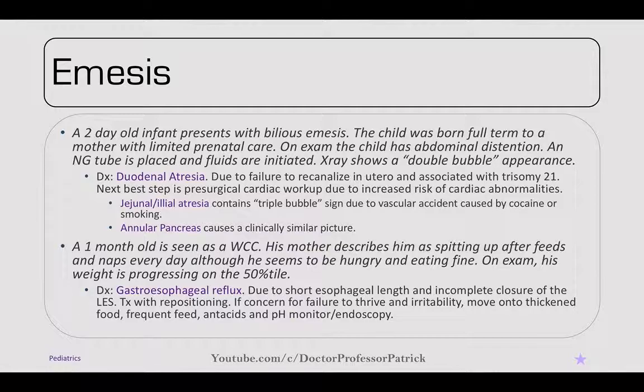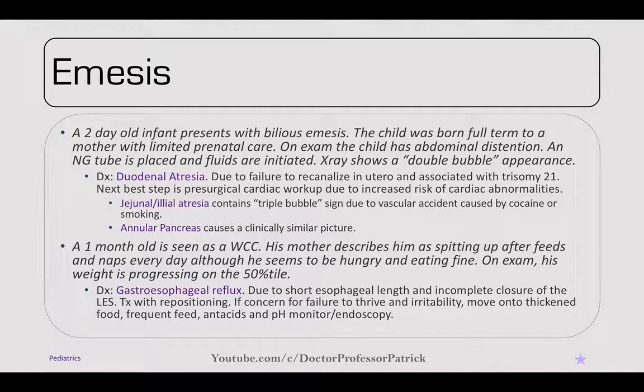The child was born full term to a mother with limited prenatal care. On exam, the child has abdominal distension. An NG tube is placed and fluids are initiated. X-ray shows a double bubble appearance, which is classic for duodenal atresia. This is due to failure to recanalize in utero, and it's associated with trisomy 21. The next best step is a pre-surgical cardiac workup, because there's increased risk of cardiac abnormalities with trisomy 21.